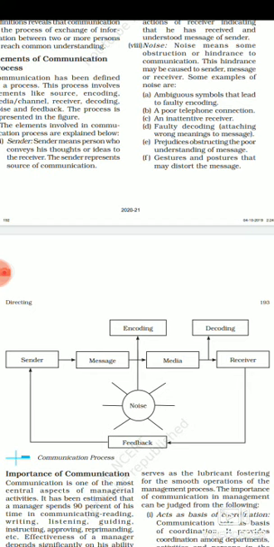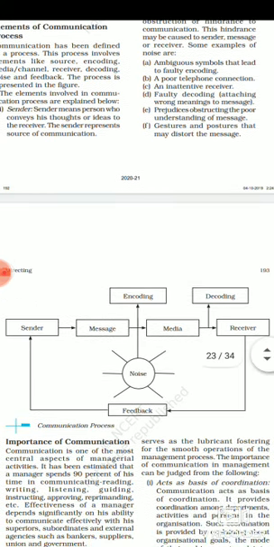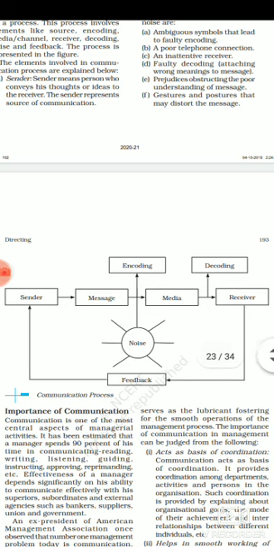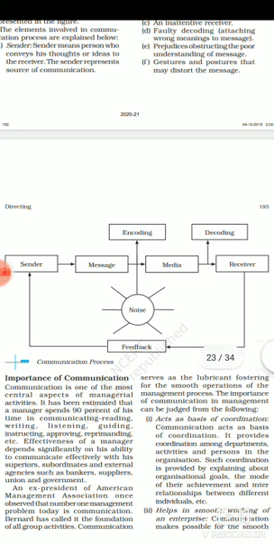An inattentive receiver: the person who sends the message is the sender, and the person who receives the message is the receiver. If the receiver is not attentive, he will not be able to receive the message correctly. Faulty decoding, where the meaning of the message was read wrongly, obstructing understanding of the message, where the receiver has understood the message wrongly. Gestures and postures that may distort the message: any pictures, gestures or postures of the sender because of which the message was wrongly understood.